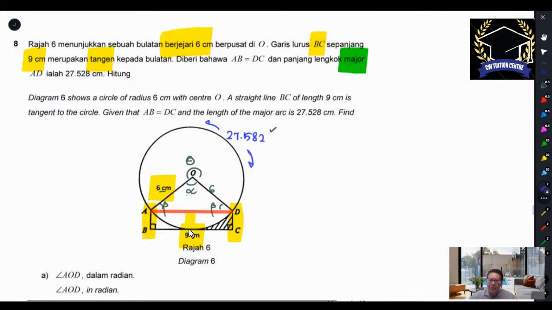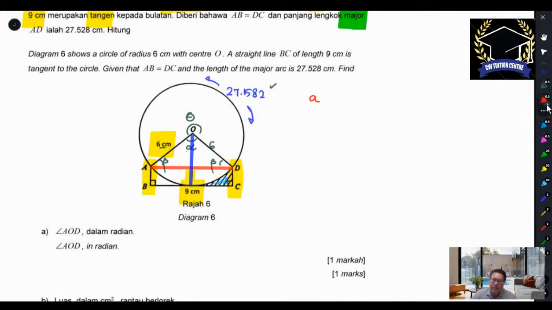So if I split it into two parts, if they shade this part, that means most probably they will ask me to find the area or the arc or the perimeter. Let's see what they want now.